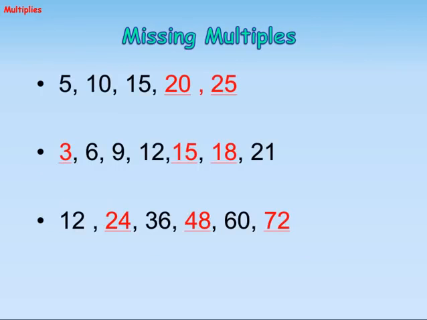Missing multiples. 5, 10, 15, 20, 25. 3, 6, 9, 12, 15, 18, 21. 12, 24, 36, 48, 60, 72.